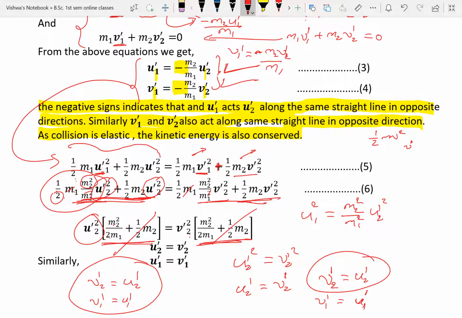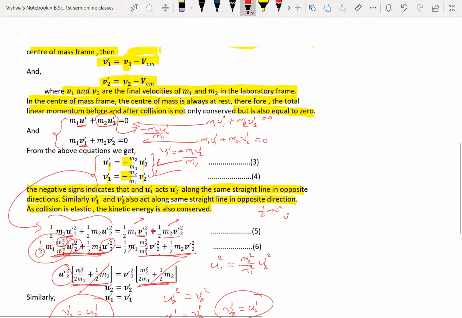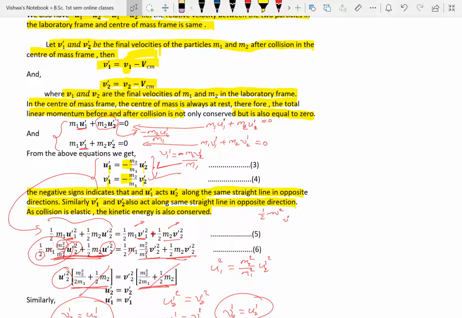So for this we'll complete the class, and in the next class I am going to derive again the same expression for velocities after the collision, but the condition is that in that case we are going to deal with inelastic collisions, again inelastic collision in the laboratory frame of reference as well as in the center of mass frame of reference.